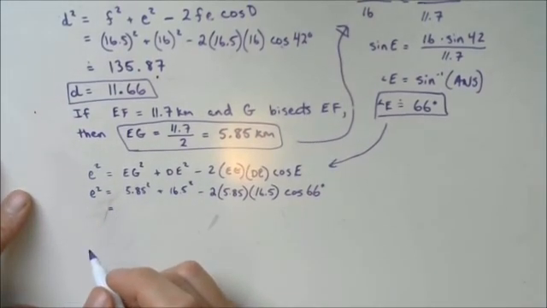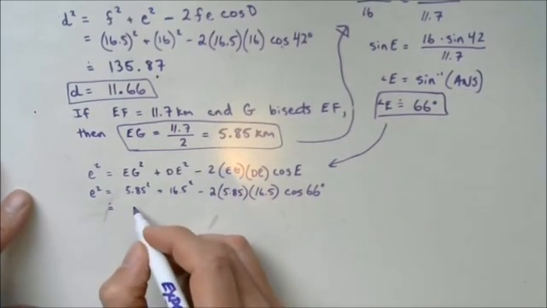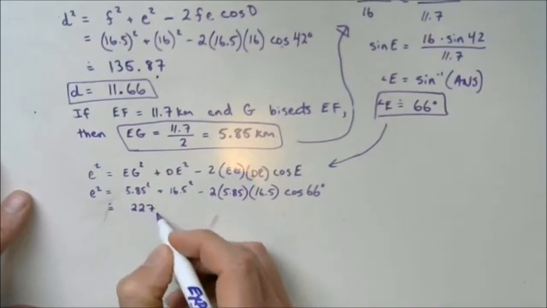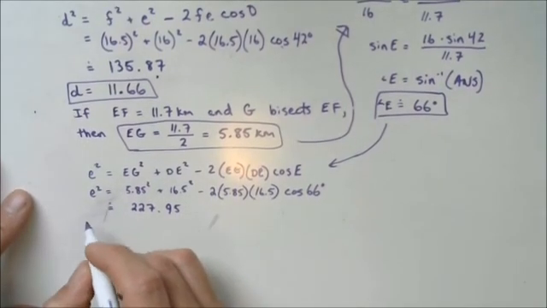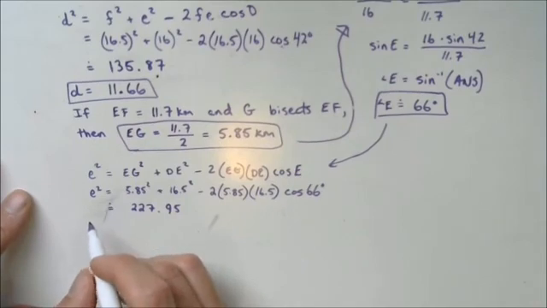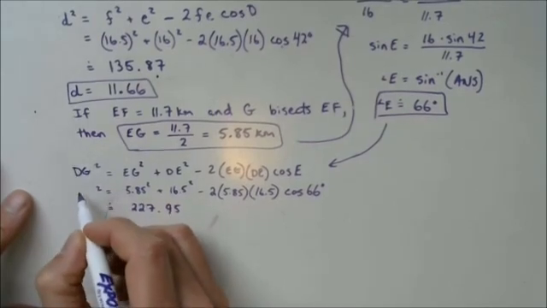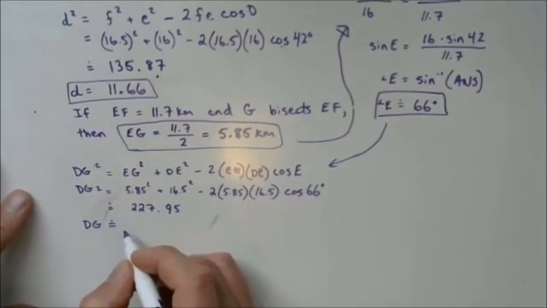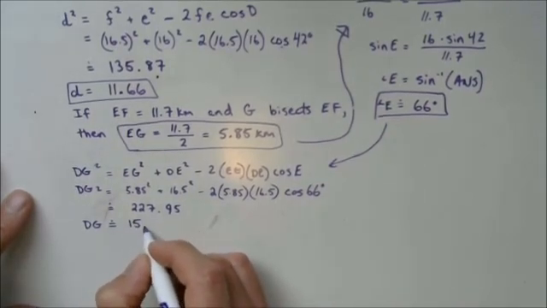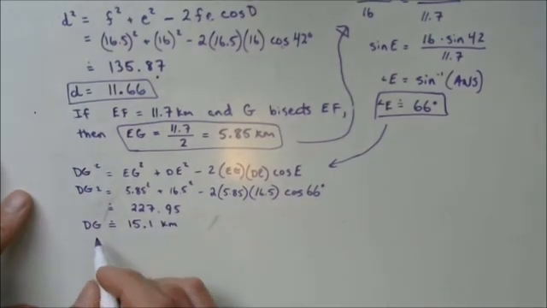Carefully tap it into your calculator. You will get that this whole right side reduces to 227.95. That's an approximate answer. And so the length of E, or the length of DG, maybe it would have just been easier to call it DG. We take the square root of both sides, we ignore the negative root, and we get that the distance between D and G, Danberg and the golf course, is approximately 15.1 kilometers.